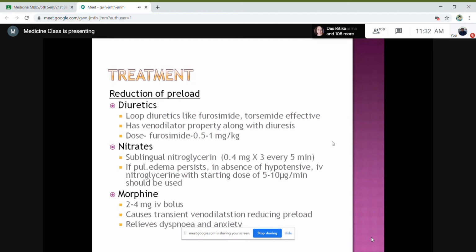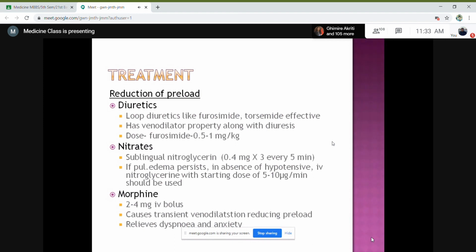Diuretics like furosemide and torsemide can be used and they are effective. They have vasodilator property along with diuresis. The dose is generally around 1 mg per kg. The other drug that has to be used is nitrates. Sublingual nitroglycerin has to be given.